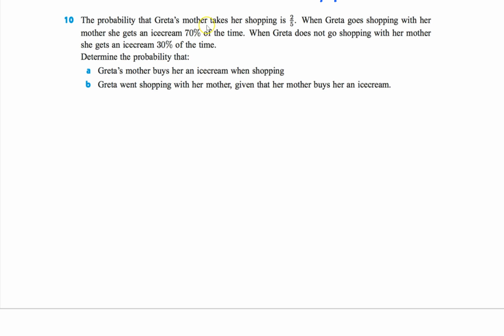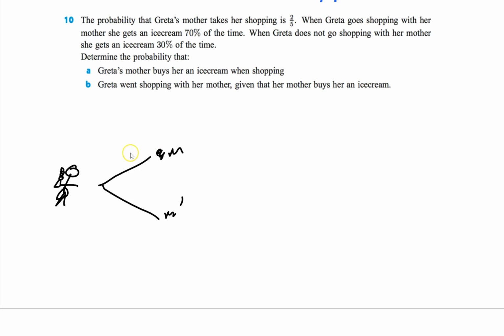So first, this is a tree diagram. You can see again, they didn't mention any totals. They're just saying, hey, you do this or you do that. You have options in your life, right? You have paths that could split. That's a tree diagram. So we're going to draw a little Greta here, a little ice cream cone. And then she could either go shopping with her mom, or not with her mom.